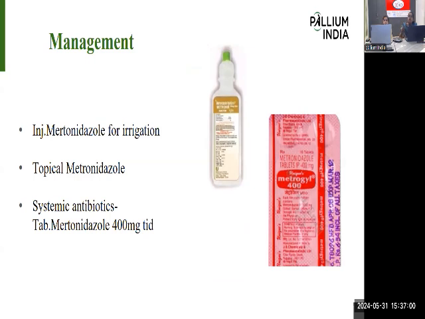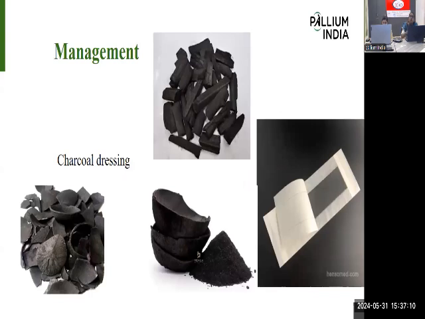Tab metronidazole, 400 milligram TDS. If the foul smell increases, then you can think about systemic antibiotics like metronidazole. Then the charcoal dressing. This is one of the good agents for controlling bad smell. You can use charcoal dressings. The charcoal dressings are available, but the thing is they are very expensive. You can make charcoal in your home, or you can tell the patient to make charcoal pieces in their home, and that will help to absorb the bad smell.